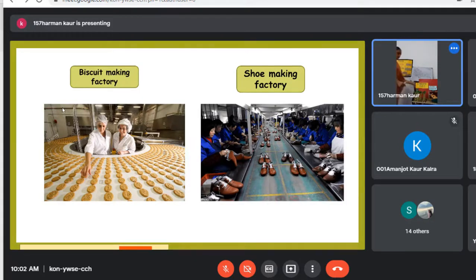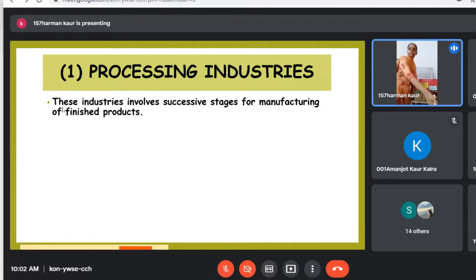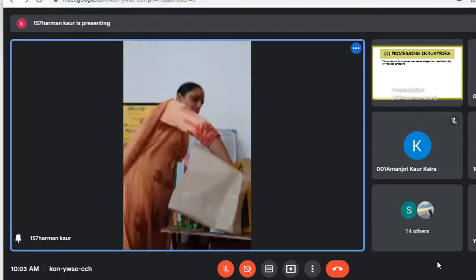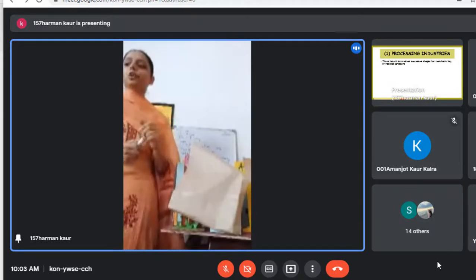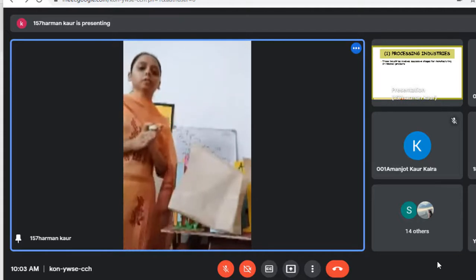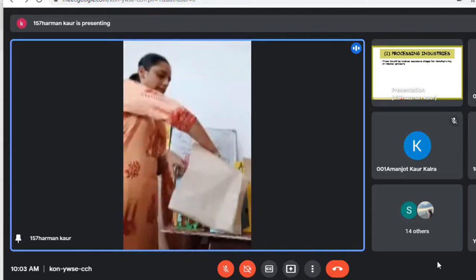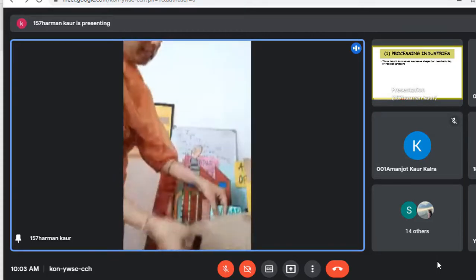processing industry. These industries involve successive stages of manufacturing of finished goods. The goods a processing industry produces involve successive stages. And there are some stages. For example, what you can see here in this model.